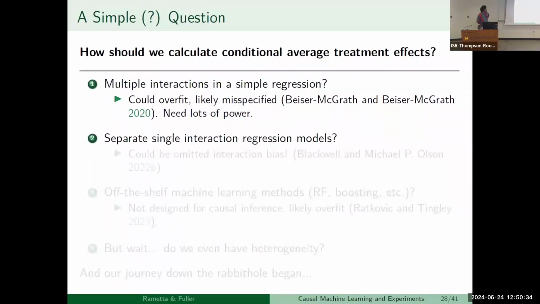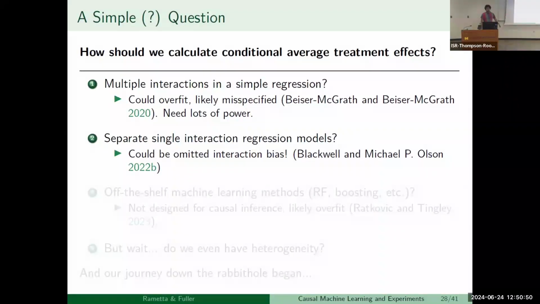Number two, you can also separate into single interaction regression models. So you're interested in the conditional effect of ideology, you're interested in the conditional effect of affect, you estimate different models, right? And you interact those with your treatment assignment, see what pops up, et cetera. Well, omitted interaction bias, as pointed out by Blackwell and Olson in 2022, is a massive issue here. So this is also a very bad idea.